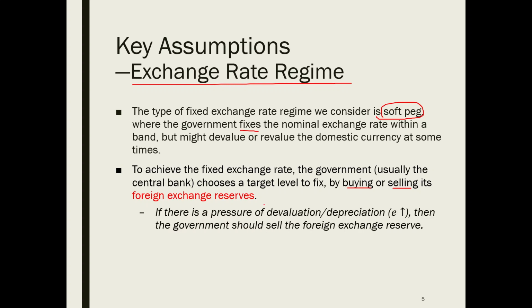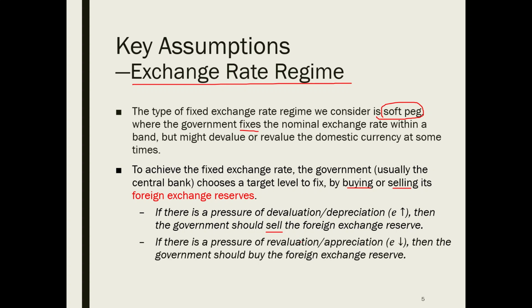For example, if there is a pressure of devaluation or depreciation, then there is an excessive demand for foreign currencies. In this case, the government should sell the foreign exchange reserve to meet the additional demand for foreign currencies until the market clears. On the contrary, if there is a pressure of revaluation or appreciation, then there is an excessive demand for domestic currencies. In this case, the government should buy the foreign exchange reserve to meet the additional demand for domestic currencies until the market clears.